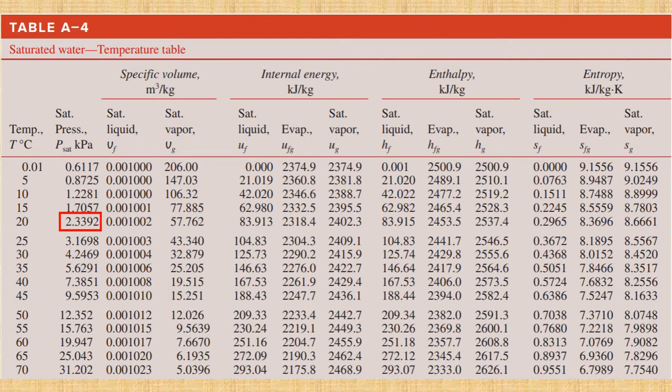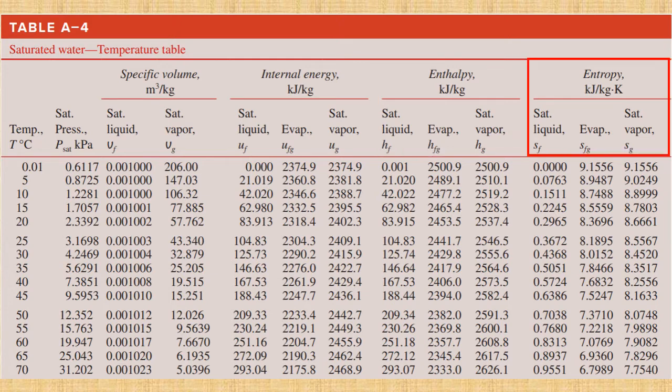Each row also contains the specific property values for saturated liquid and vapor, namely the specific volume, Vf and Vg, specific internal energy, Uf, Ug, Ufg, specific enthalpy, Hf, Hg, Hfg, and specific entropy, Sf, Sg, Sfg.